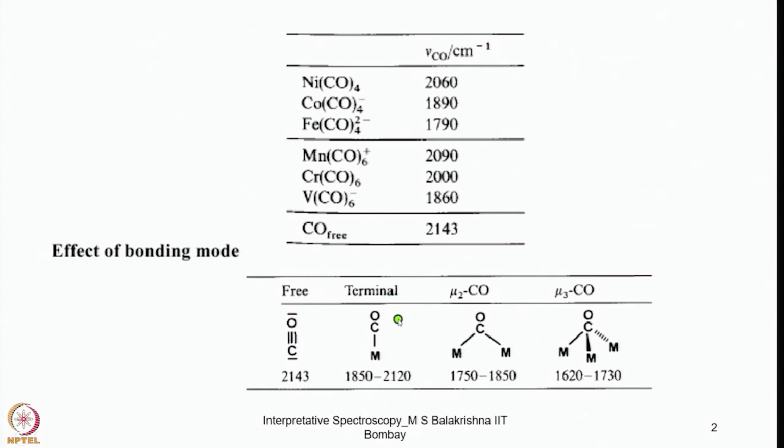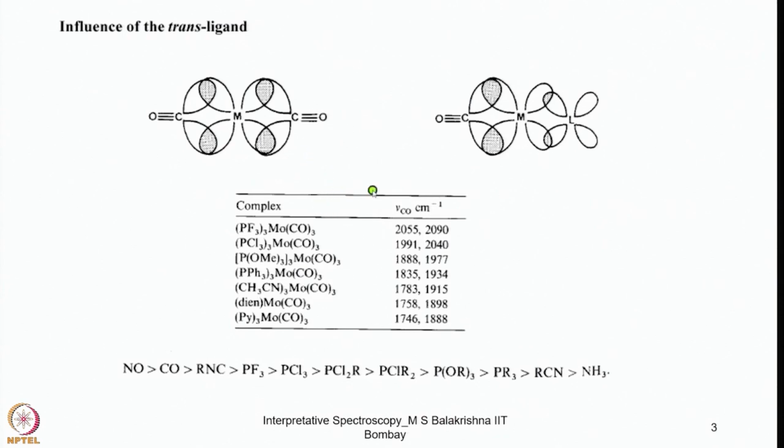In terminal binding of carbon monoxide to a metal, the range is around 1850 to 2120. When it acts as a bridging ligand holding two metal centers, it drops considerably to 1750 to 1850. When it is bridging three or more metal centers, the stretching frequency drops even further, to around 1620 to 1730 centimeter minus 1 for three metal centers. That means more and more bridging leads to carbon monoxide behaving almost like the ketonic carbonyl group we come across in organic chemistry.